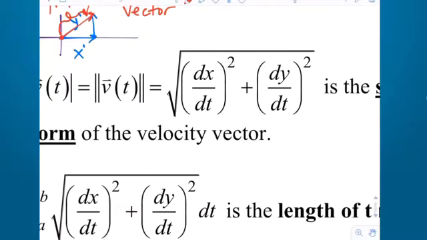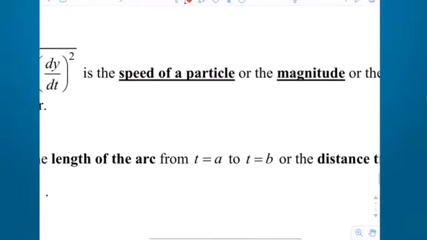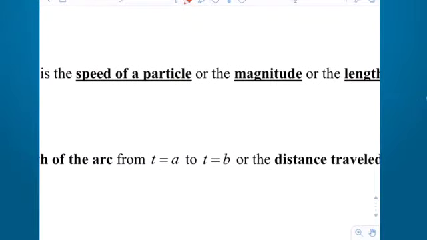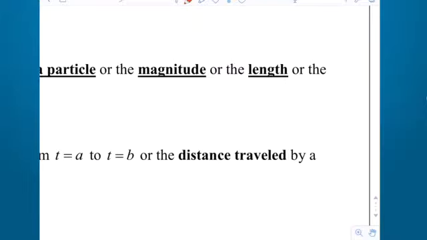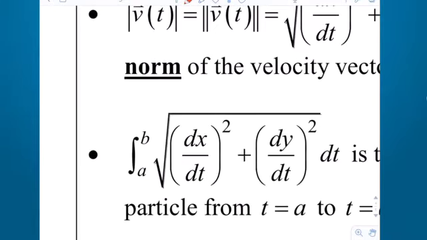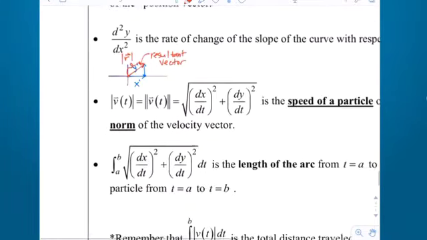So the norm, which is really the absolute value of the velocity vector, is a single number that gives you the speed of that object in that direction. And it's just the Pythagorean theorem. It's the square root of x prime squared plus y prime squared. Very important. We call that the speed of the particle in that direction, or the magnitude, or the length, or the norm. It has all kinds of different names.